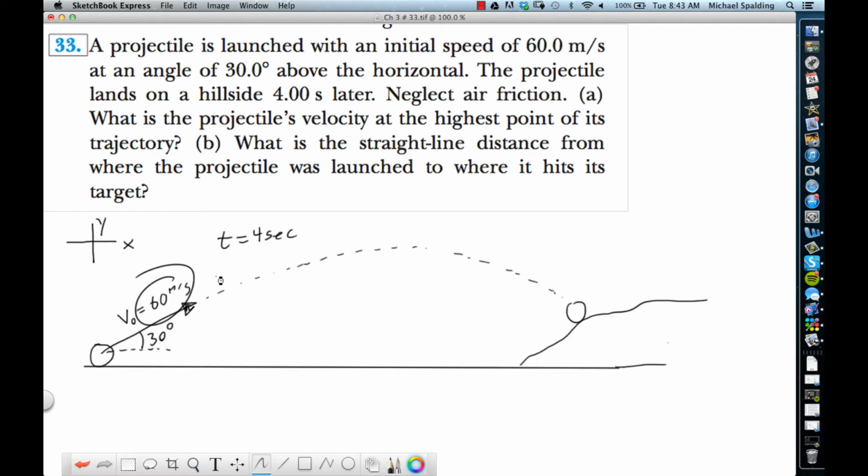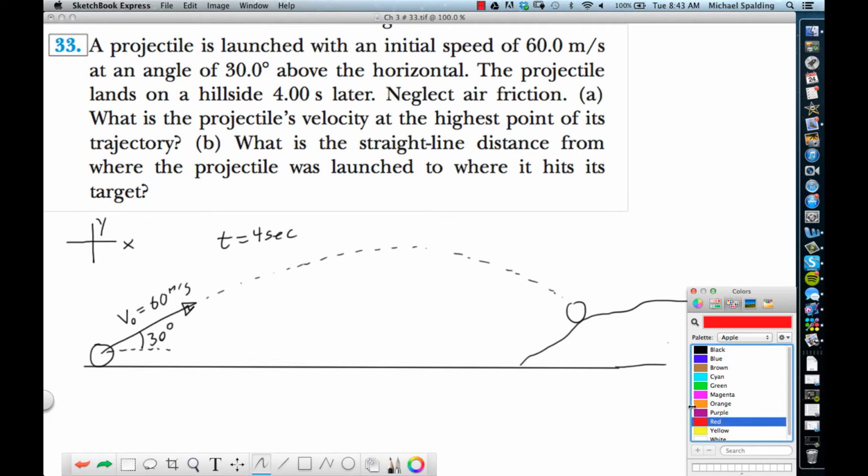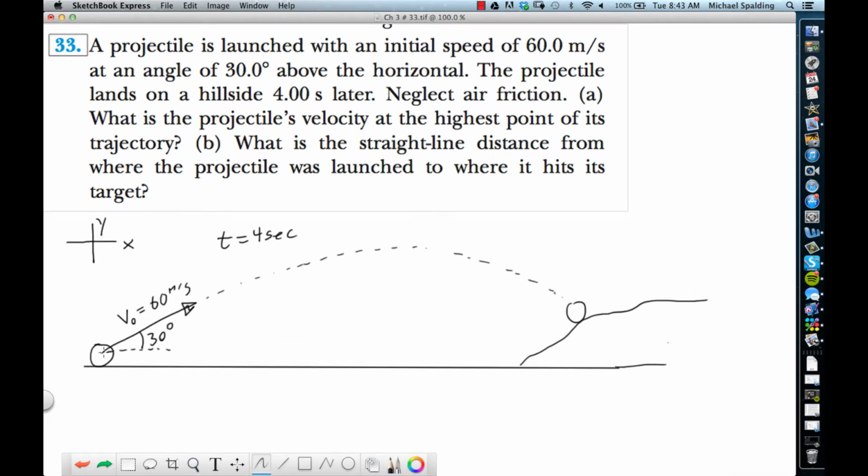So whenever you have a vector that's x and y, what you have to do is break it into components. So I'm going to do this with red. We're going to solve for the x component of that 60 and the y component of the 60. How do we get the x and y components? With trig, right? Finding this x component, we're going to be using cosine. I'm not going to show the calculation at this point. So Vx comes out as 51.96 meters per second. Vy initial comes out as 30 meters per second.